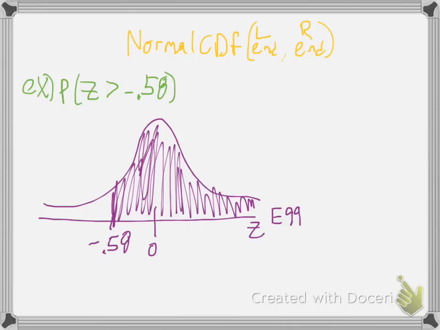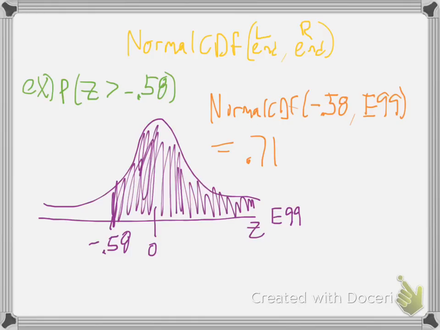So we pick normal CDF: second vars, normal CDF of negative 0.58, comma, E99. Press enter. If we round that to 4 decimals, we get 0.7190. One more on the next page.